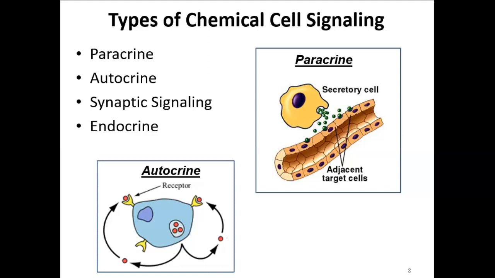In the second type of chemical cell signaling, autocrine signaling, the 2 cells are actually one and the same. I mean that the signaling cell responds to its own signal. This occurs in the immune system, which you'll learn about in A&P2. Again, the ligand diffuses away from the cell that secretes it, but again, it doesn't have to travel very far at all to reach the target cell because it's the same cell.